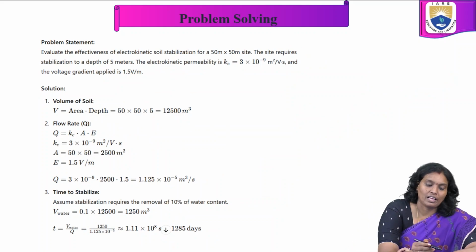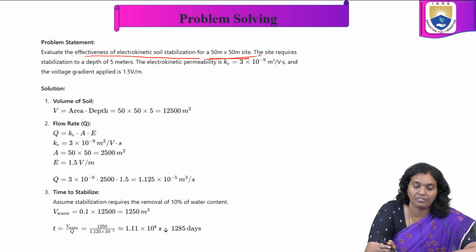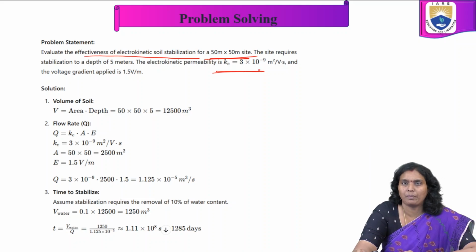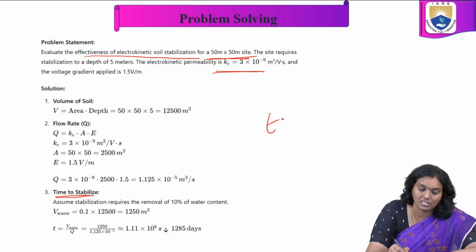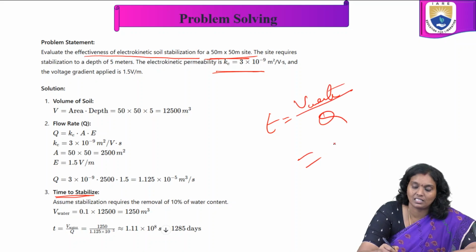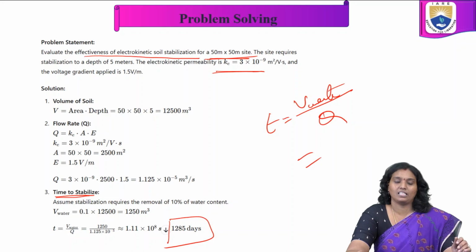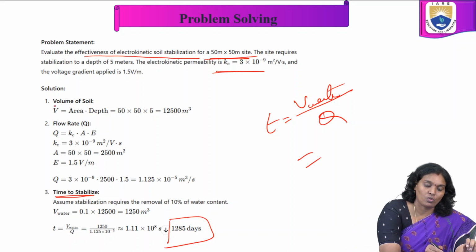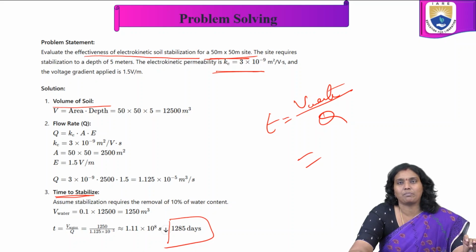And also one more, the effectiveness of the electrokinetic soil stabilization. Here the site area is equal to 50 into 50. Here also the electrokinetic permeability is given. We already understood this kind of problem previously. So here, the time to stabilize is equal to how much water we have divided by the discharge, and it is converted into the number of days. These kind of flow rate issues we already saw in the previous slide. So for that, first we calculate the volume of the soil, the flow rate, and how much time is needed to stabilize, getting the required effectiveness of the site condition.